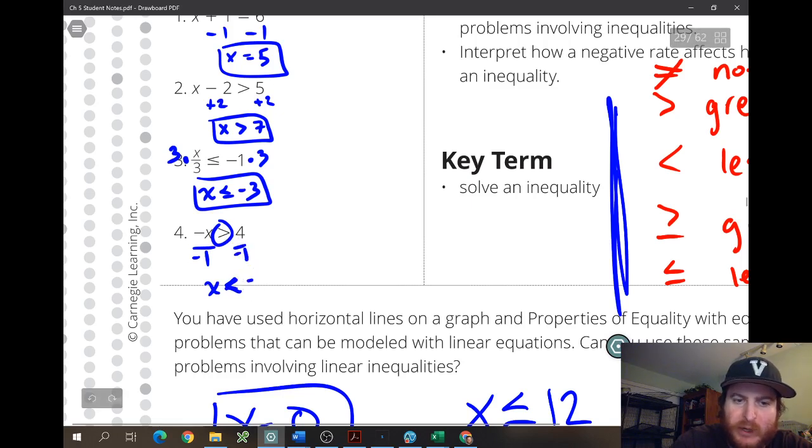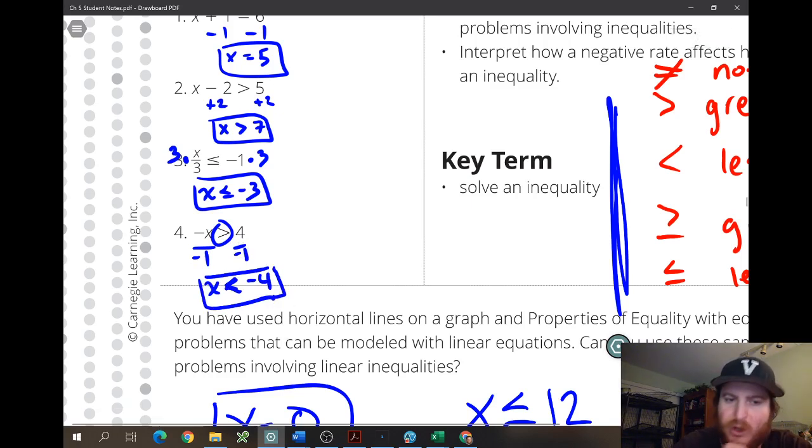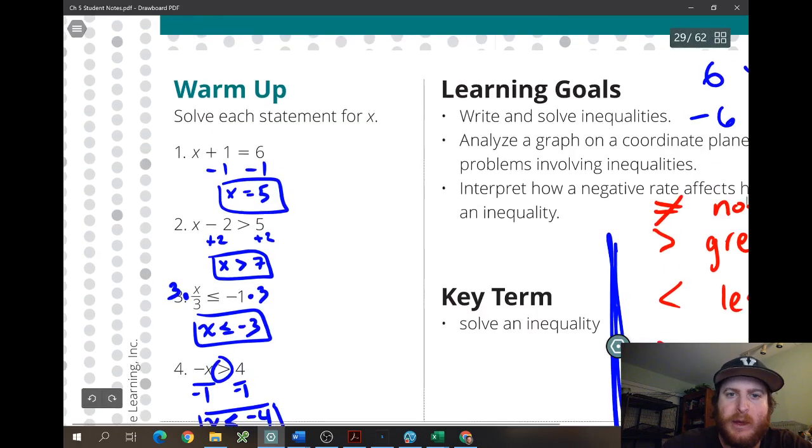4 divided by -1 is -4. So this answer is x is less than -4. That inequality sign flipped.